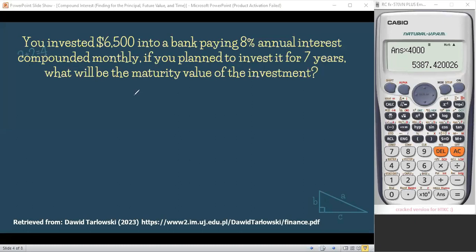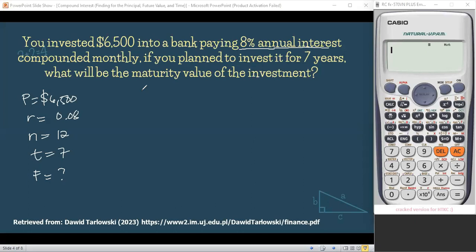So, you invested 6,500. So, 6,500 po, siya po ang principal natin. So, $6,500 is our principal. And the rate is 0.08. Kasi po, may 8% annual interest rate. Compounded monthly. So, ibig sabihin, compounded monthly siya, that is 12 months. If you plan to invest it for 7 years, what will be the maturity value? So, sa future value po, siya po yung hinahanap.